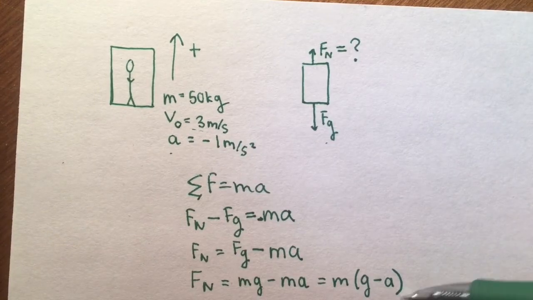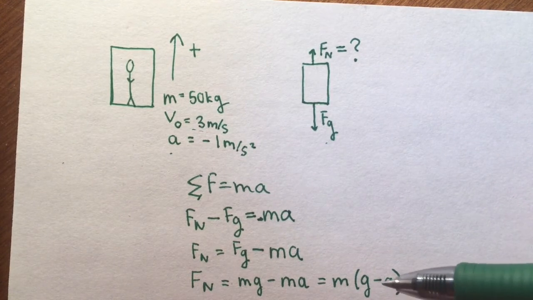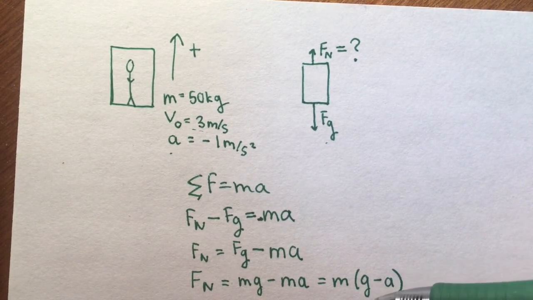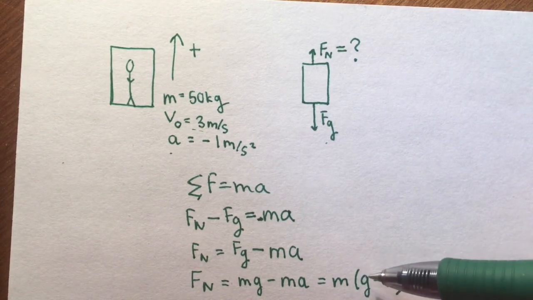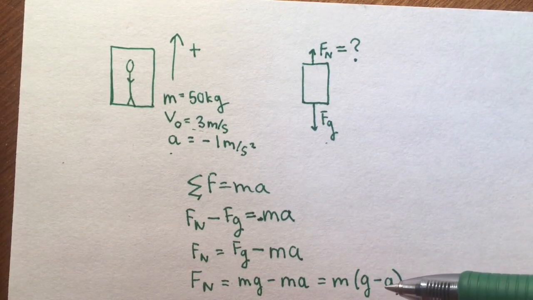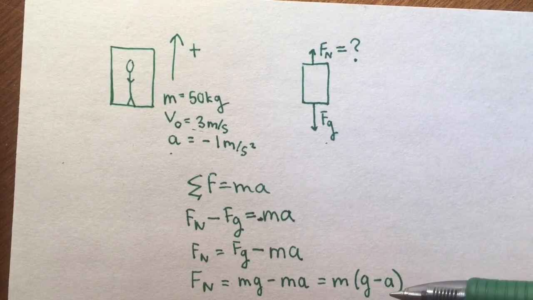So you can see here that the effective acceleration is actually less than g, because if you were flying through the air in free fall, your acceleration would be 10 meters per second squared. However, in the elevator, they would never accelerate you at 10 meters per second squared. That would be quite the elevator ride.